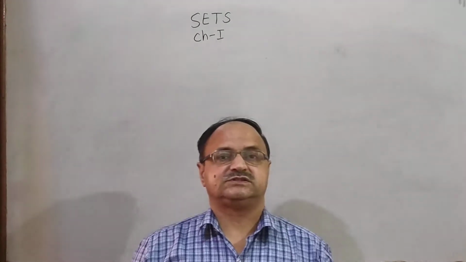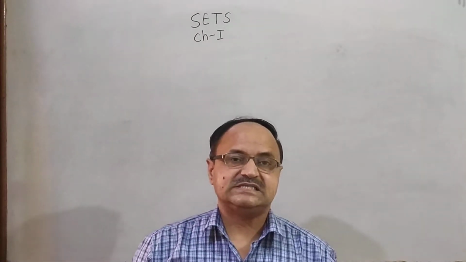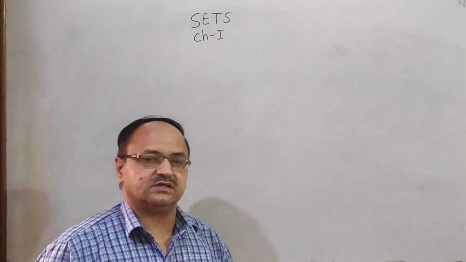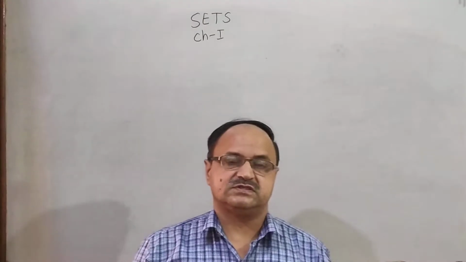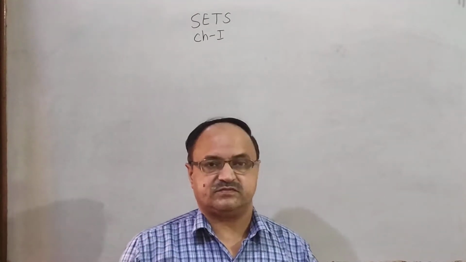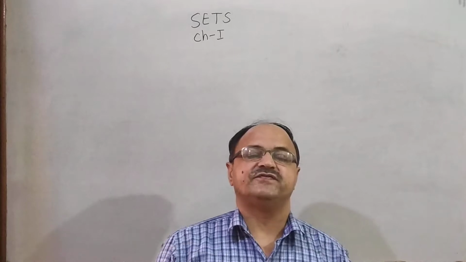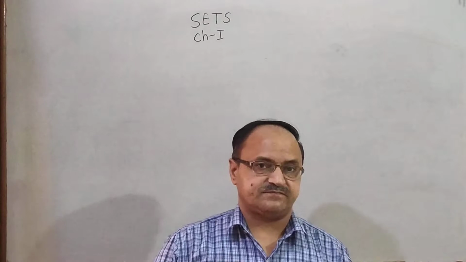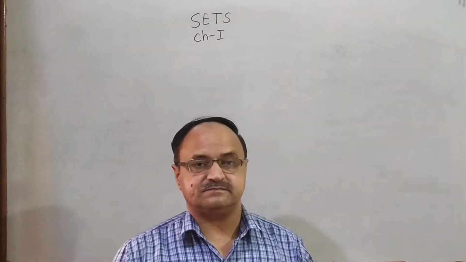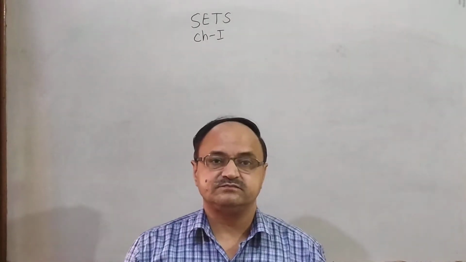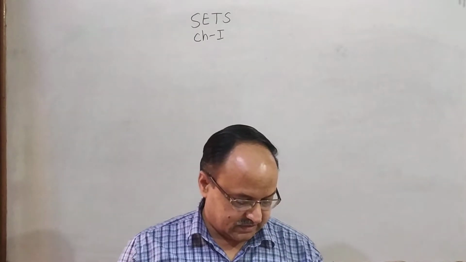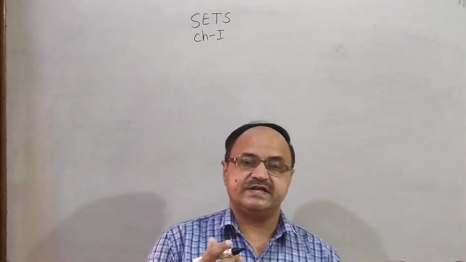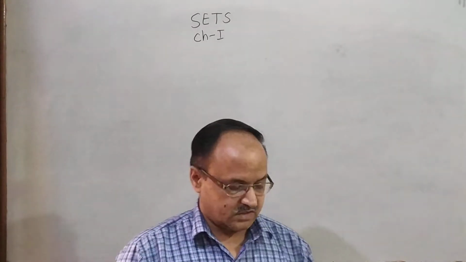Today we shall start a new topic, that is sets. Chapter number 1. You know that set. What is the definition of set? Set is the well defined collection of objects. For example, you can say set of natural numbers, set of rivers of India, set of odd natural numbers, or sets of various kinds of triangles. Clear?